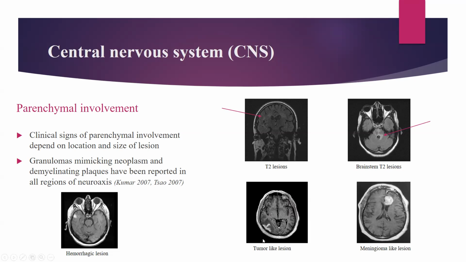Sometimes it can look like a tumor, and here is an example. You can see the enhancement and the edema surrounding that lesion. Or it can look like a meningioma, round and very well defined, and in meningioma you can even see a dural tail. This one most likely is just a meningeal enhancement, but it can look like a meningioma.